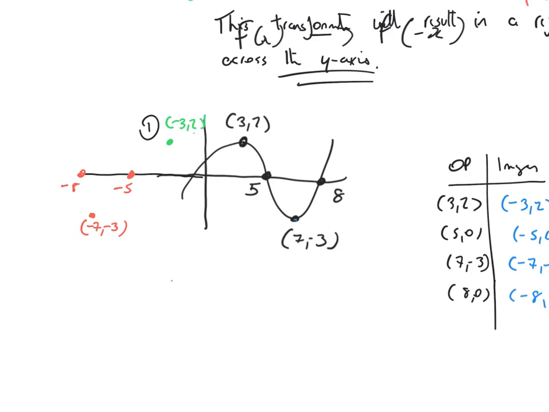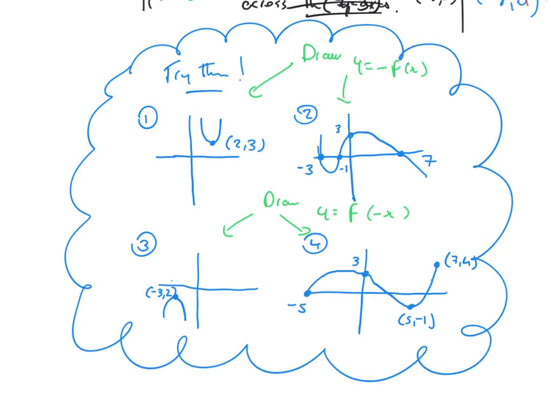Okay, and you need to think about the y-axis. If it's a mirror and this is a reflection, it would look like this. Okay, so now you're going to try these ones. The first two, we're going to draw y equals minus f of x, so that's a reflection across the x-axis, and then questions 3 and 4, the most recent ones, we're going to reflect them across the y-axis because it's f of minus x, so have a go.